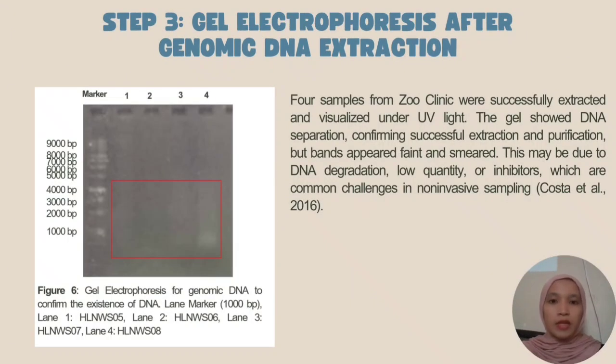So the third step is gel electrophoresis after the genomic DNA extraction. As you can see on the left side, 4 samples from the zoo clinic were successfully extracted and visualized under the UV light. The gel showed DNA separation, confirming successful extraction and also purification, but the bands appeared faint and also smeared. This may be due to DNA degradation, low quantity or inhibitors, which are common challenges in non-invasive sampling, which is fecal sampling.